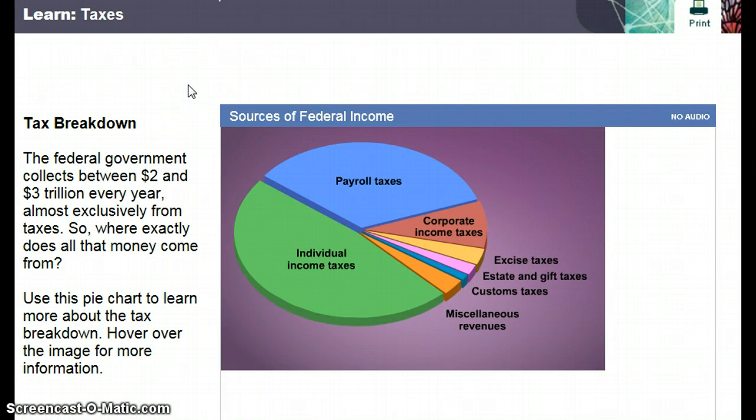Tax breakdown. The federal government collects between $2 and $3 trillion every year, almost exclusively from taxes. So, where exactly does all that money come from? Use this pie chart to learn more about the tax breakdown. Hover over the image for more information.